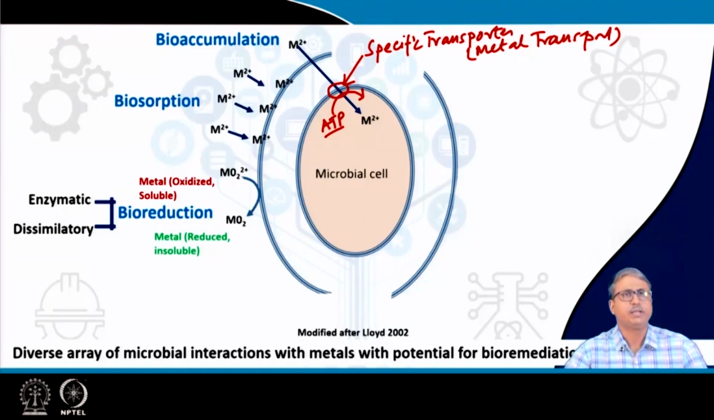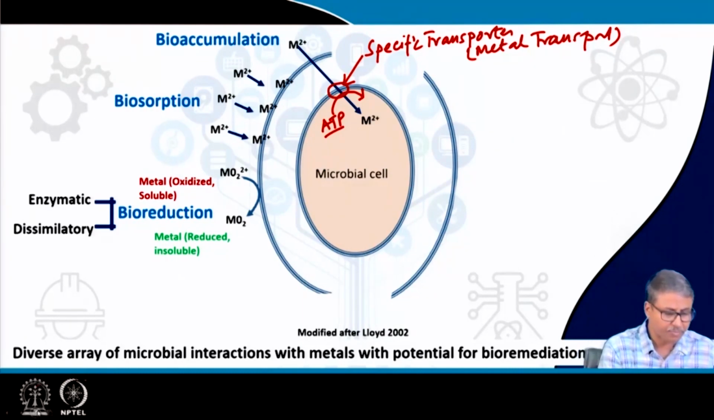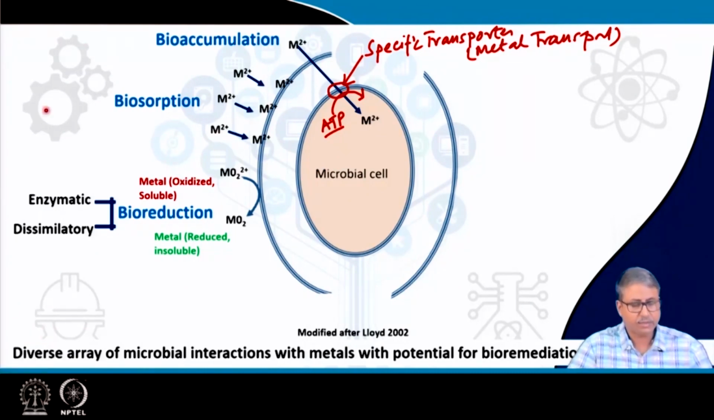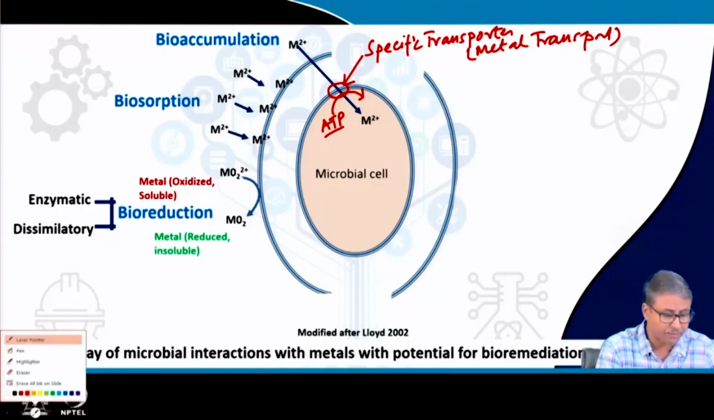The soluble metal which is in oxidized form can be reduced further, and following reduction the insoluble species will be produced, and then the insoluble form will precipitate. This is catalyzed by specific enzymes. These enzymes may be very specific to the metal concerned, or they may be coupled with the dissimilatory process. Dissimilatory, I will discuss in a little more detail.